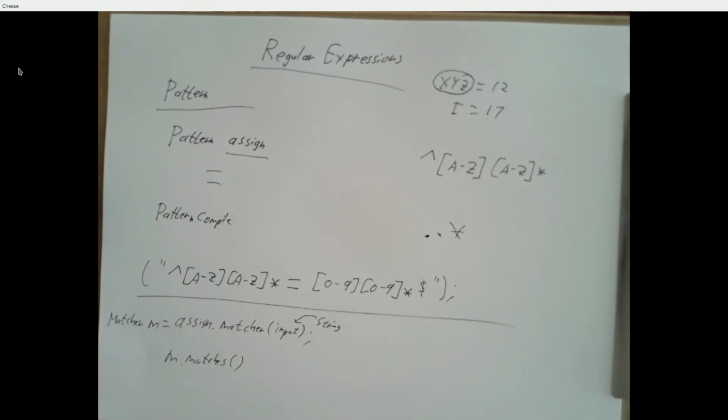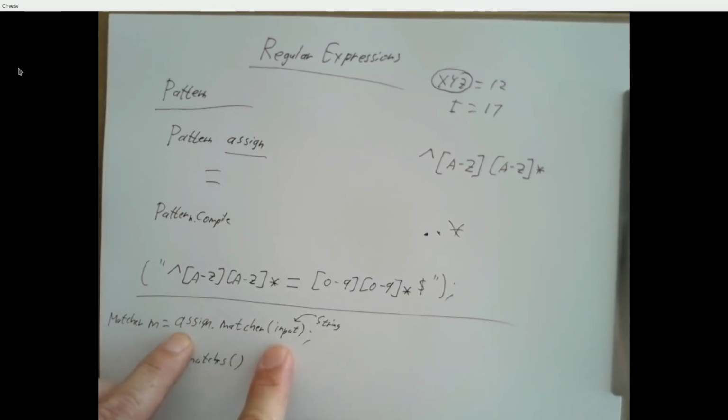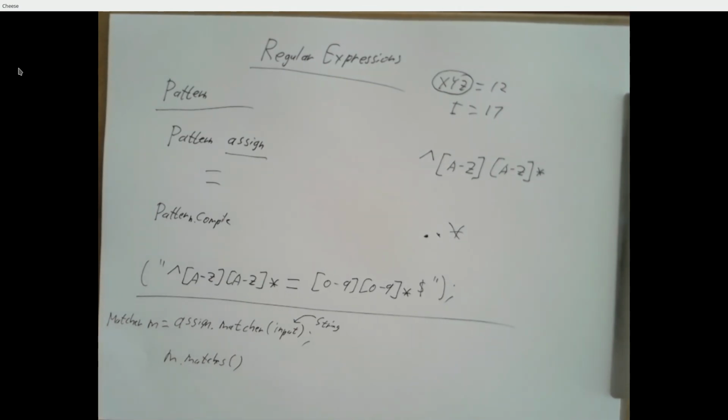So it's sort of a multi-step process, right? First you compile a pattern. You use that compiled pattern, use its matcher method on an input string, and that returns a matcher object. And that matcher object has a method that tells you whether or not your string matched the pattern that was compiled.